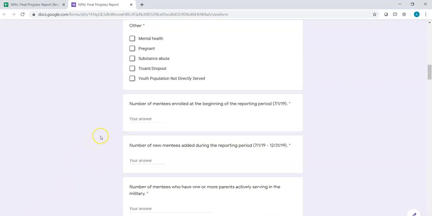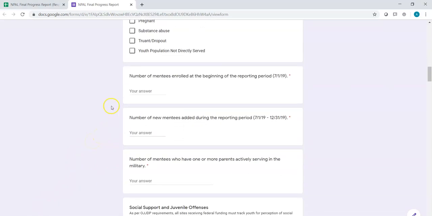All right, if we keep going, the next question is the number of mentees enrolled at the beginning of the reporting period. So that's July 1st of this year. So if youth missed a few sessions but came back, they should be included in this number. Again, this is the number of mentees that you had enrolled in your program on July 1st of this year. So just as an example, I'm going to put in 10 right here.